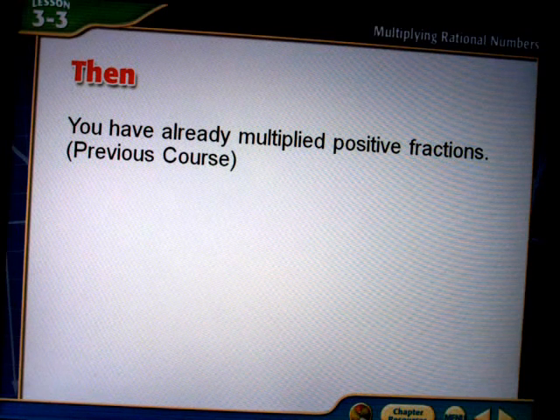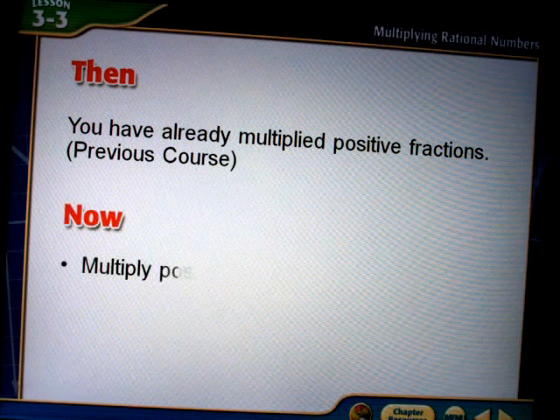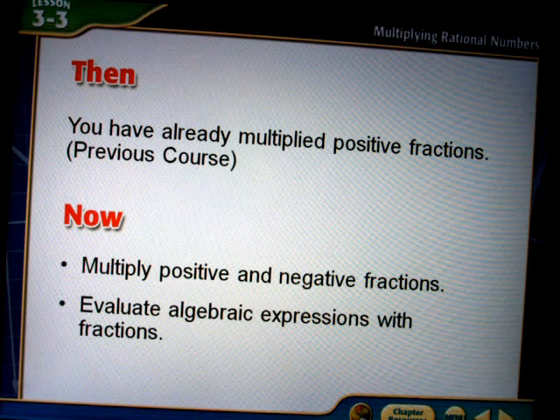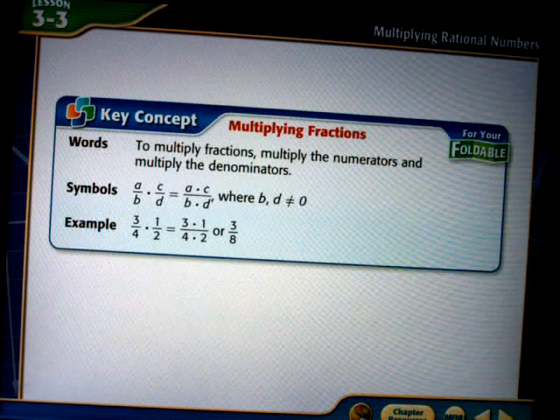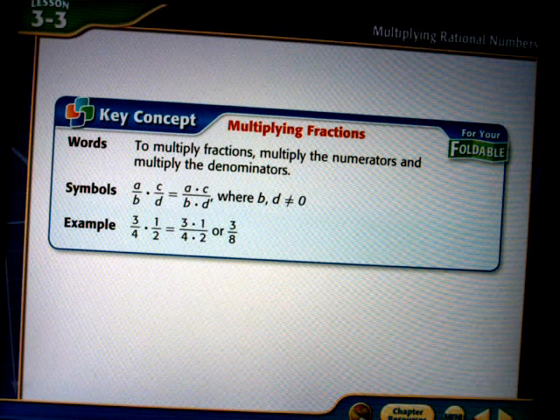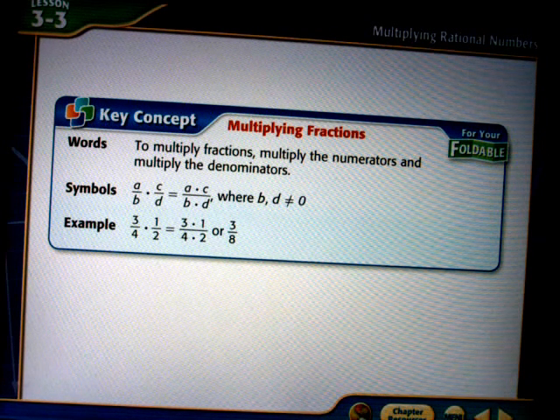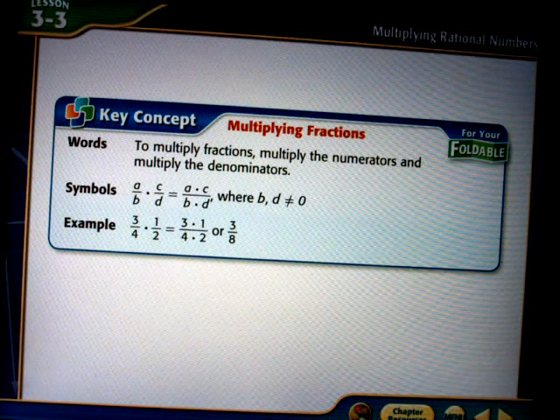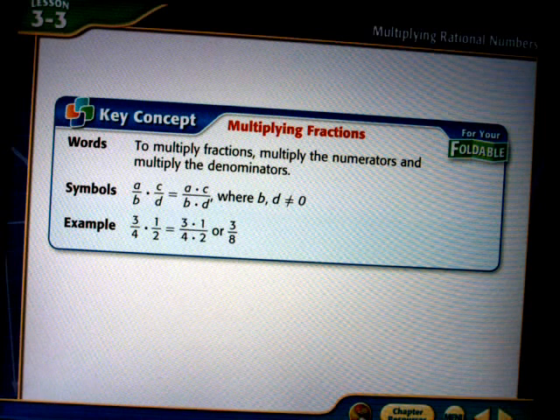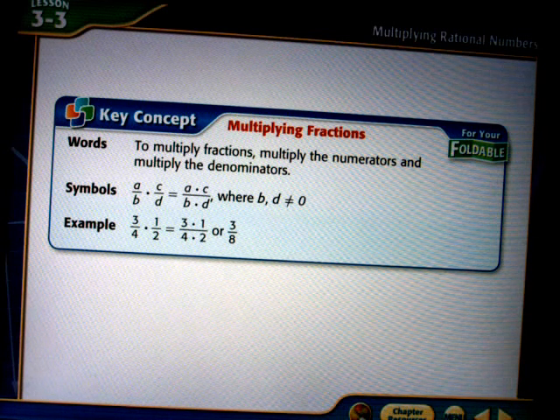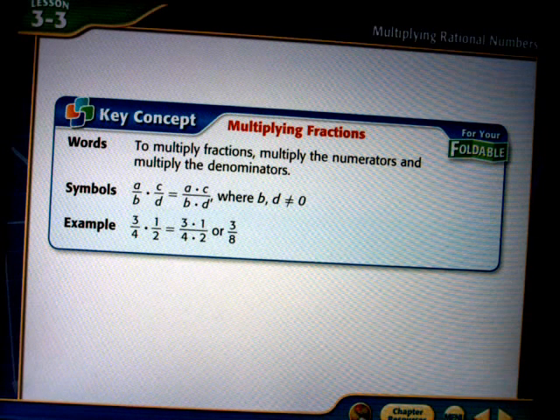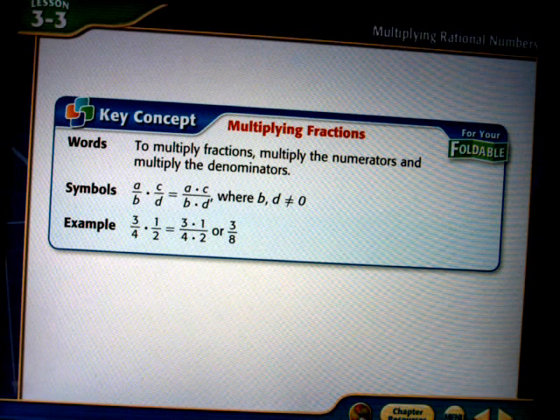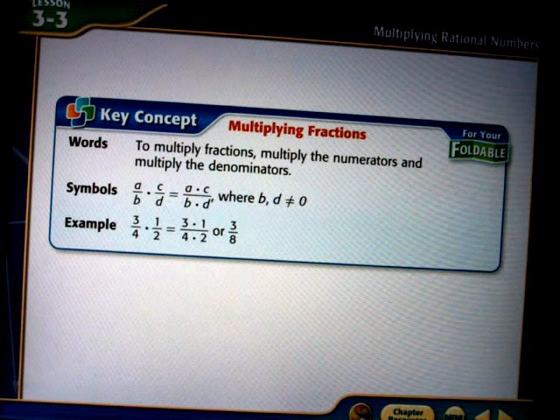Alright, so we have already multiplied positive fractions. We did that last year. So now what we're going to do is multiply positive and negative fractions, and then evaluate some algebraic expressions with fractions. Alright, so when we multiply fractions, we're going to multiply the numerators and multiply the denominators. We can use it with symbols, or we can use it with numbers. The key thing is just to remember that when there's a negative sign in front of the fraction, you either put it with the numerator or with the denominator. As long as you only do it to one, you'll be fine.